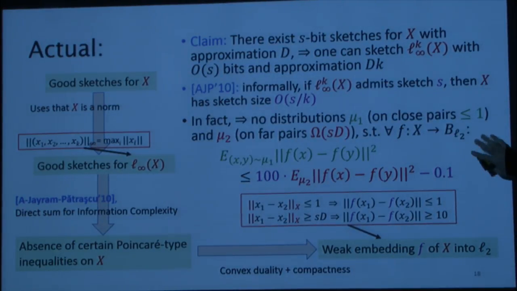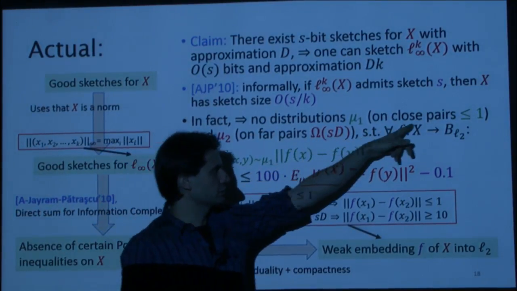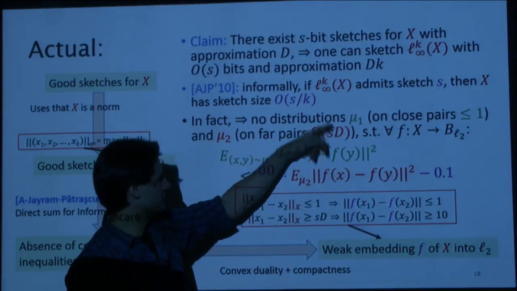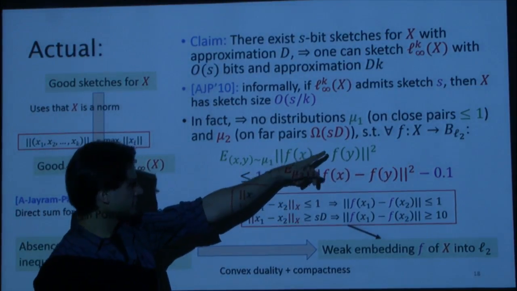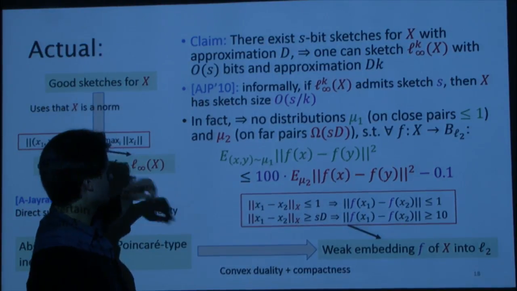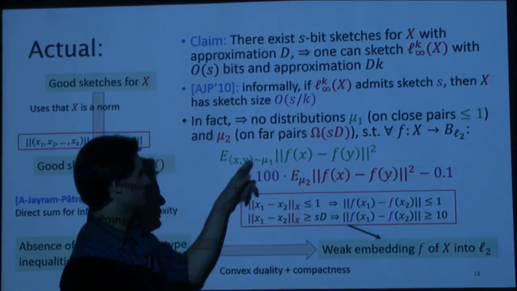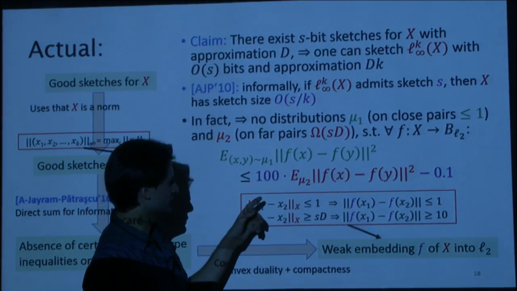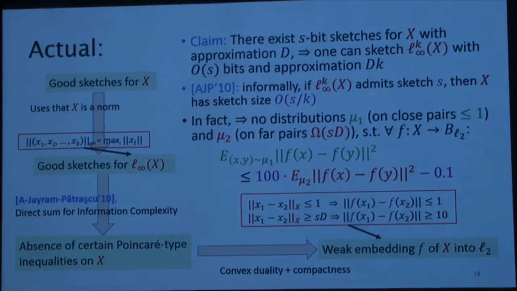So coming back, the actual Poincaré type inequality says there exist no distributions, mu 1, which is supported on close pairs, so pairs of points which are at distance 1, and mu 2, which is supported on far pairs, pairs of points which are at distance omega sd. This should be omega sd as well, but I'll just drop omega for simplicity of notation, such that for any function which maps the norm into the unit ball in L2, the expected squared distance in the image when we take pairs of close points is upper bounded by some constant factor times the expected squared distance over the far points. And again, there is another fudge parameter, 0.1.